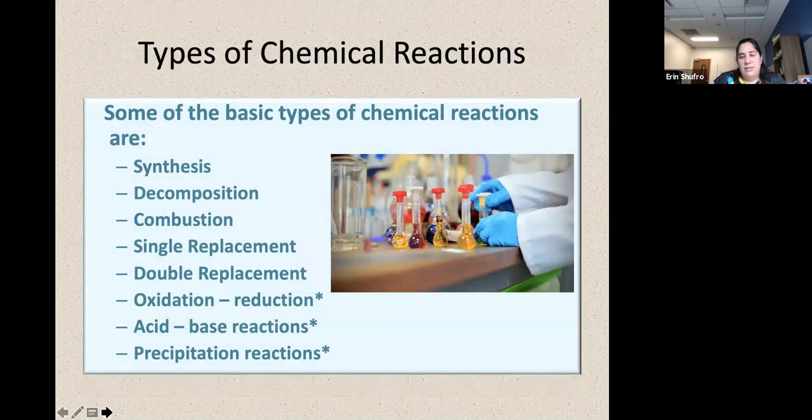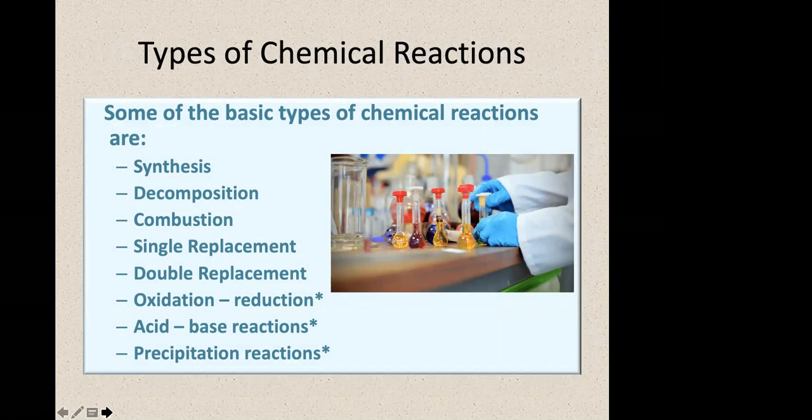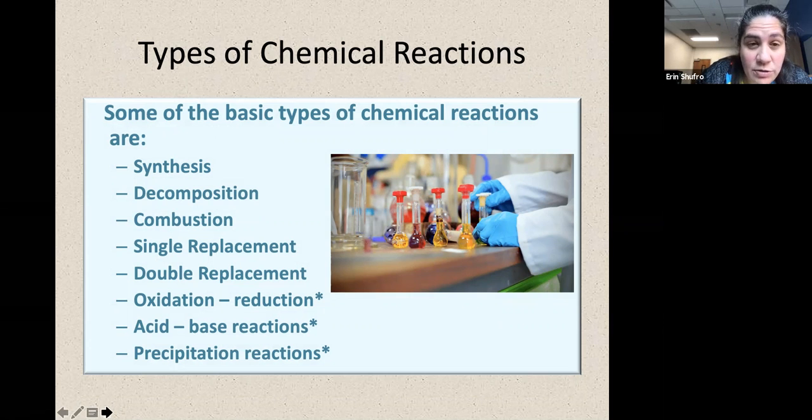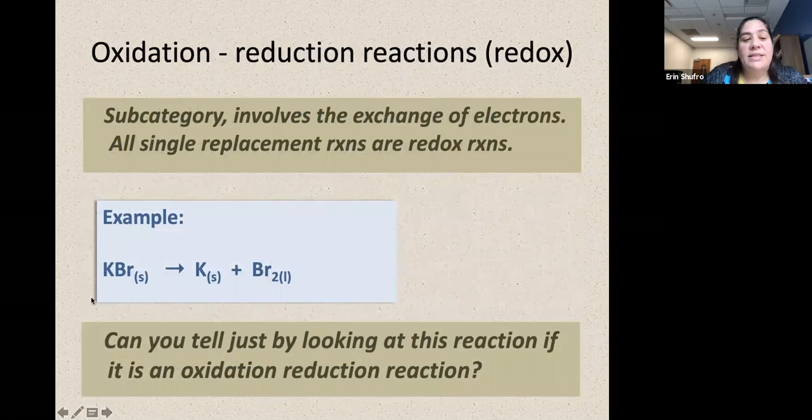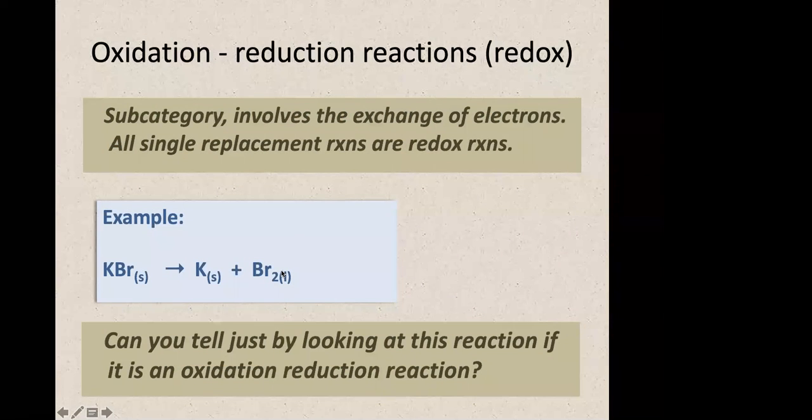What do you think? There's your different types. What kind of a reaction is that? Decomposition. Yeah, it's a decomposition, right? We have one thing breaking down into two things. So let's see here. We have this KBr, potassium bromide, breaking down into solid potassium and liquid bromine.